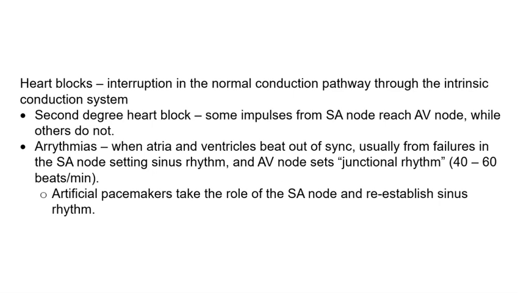Arrhythmias occur when the atria and the ventricles beat out of sync from one another, usually from failures in the sinoatrial node setting sinus rhythm. So when that happens, the atrioventricular node sets what is referred to as junctional rhythm. Normally, the AV node will fire when stimulated by the SA node, but in the absence of SA node stimulation, the AV node will fire at a slightly lower rate, which is typically around 40 to 60 impulses per minute, which results in a resting heart rate of 40 to 60 beats per minute.